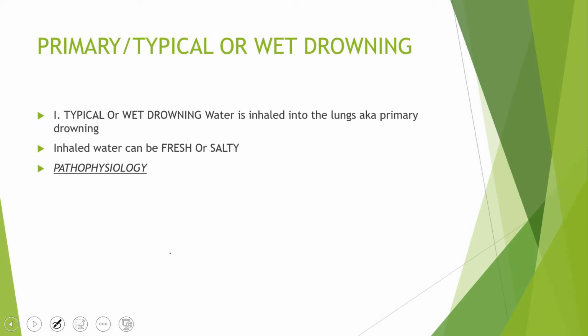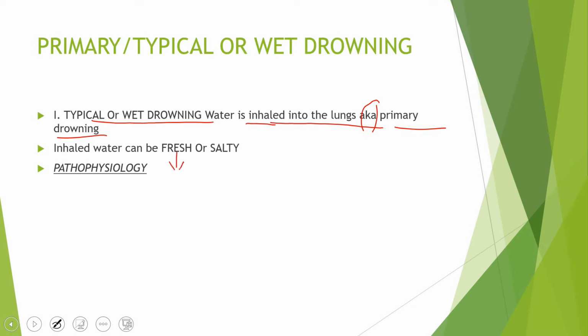The primary, typical, or wet drowning. Typical or wet drowning occurs when water is inhaled into the lungs, and this is also known as primary drowning. And in different settings of drowning, the person can drown in fresh water. Fresh water means a stream, a river, anything which doesn't contain sodium chloride. And the person can also drown in salty water or sea water. And these two different types of water settings can result in different pathophysiological phenomena of drowning, or different causes of drowning. For example, we take the example of fresh water.